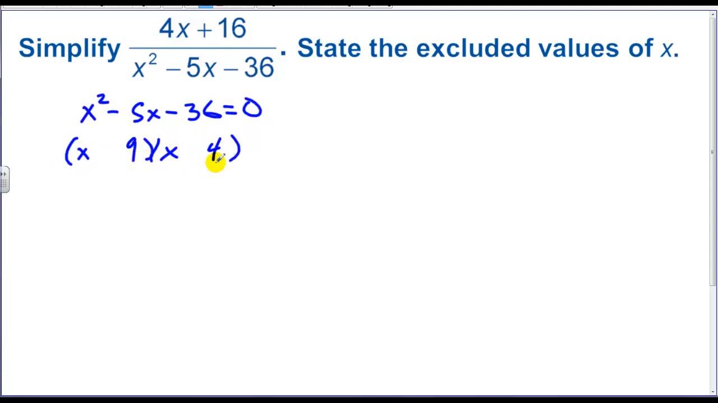9 and 4 are going to make 5. That's a -9 and a +4. So x minus 9 is equal to 0 by the zero product principle, or x plus 4 equals 0. Therefore, x equals 9 and x equals -4. These are my excluded values.